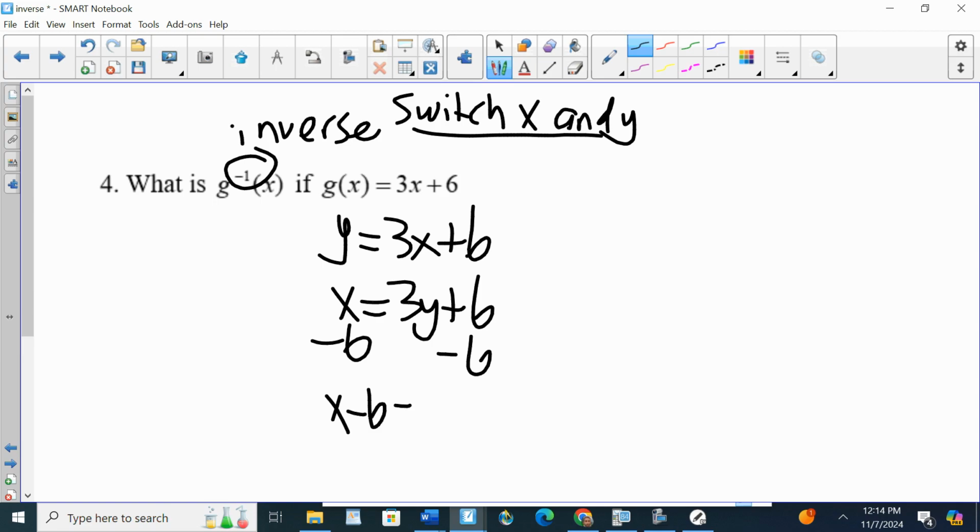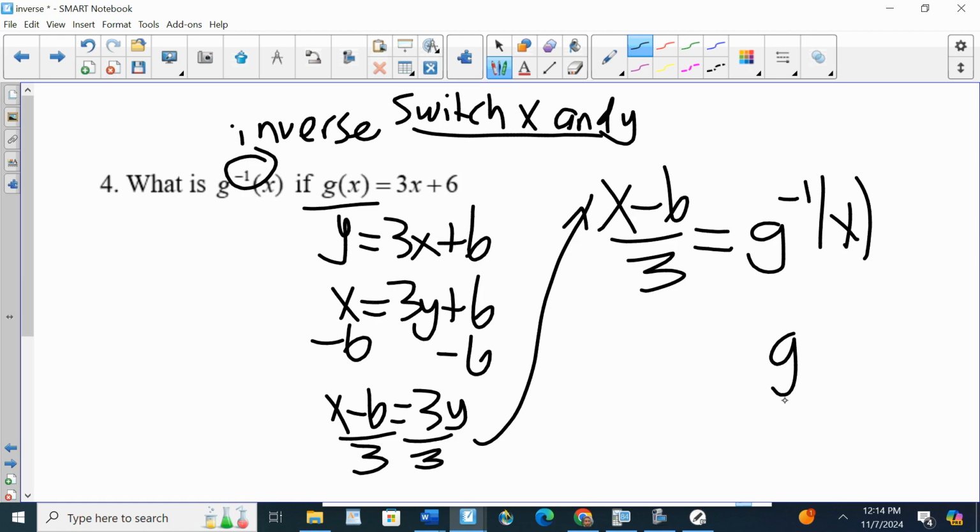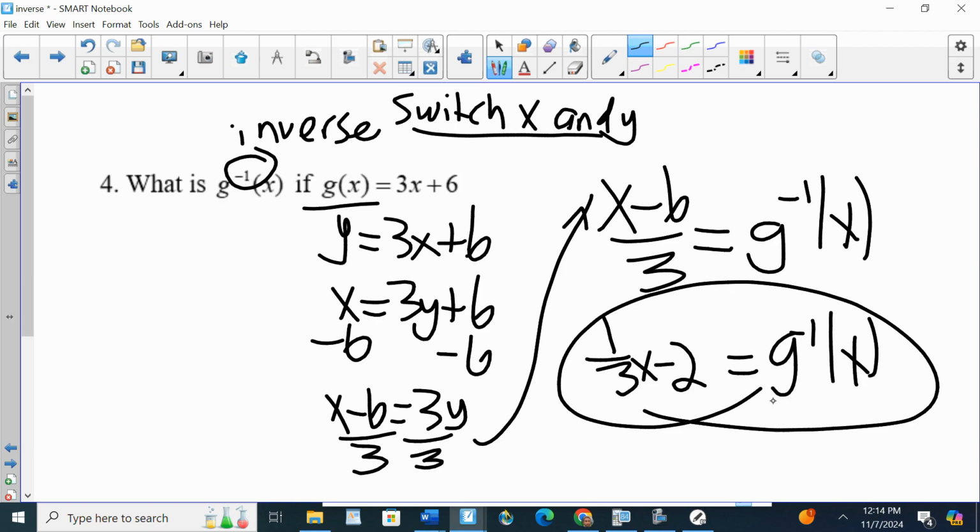x minus 6 equals 3y, divide by 3, divide by 3. You can leave it as x minus 6 over 3. And instead of y, I would change it back to g inverse of x equals. Or you could have broken it apart and done 1/3 x minus 2. Either one's fine.